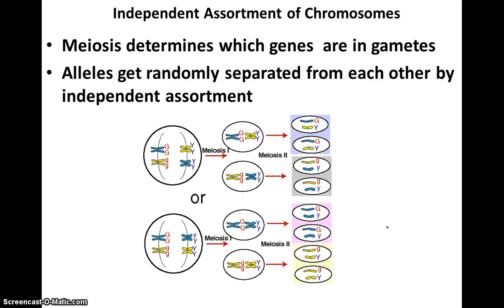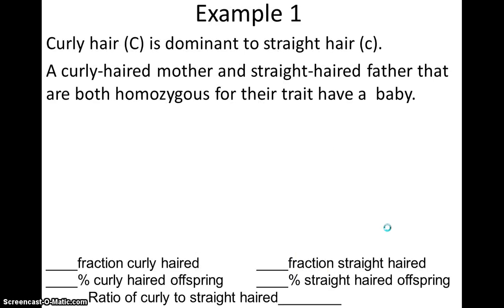So the ones that are actually in there is just randomly, but it's a 50-50 chance for each allele where it'll go. That's why we write it, one in one box, one in the other. Okay, so we're going to go through 2 more examples of this.